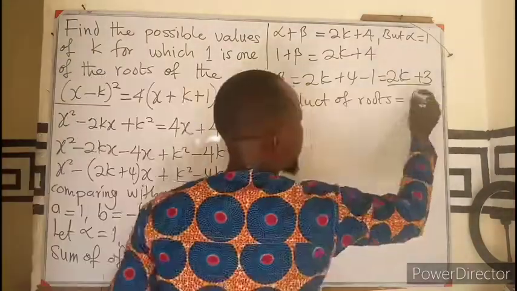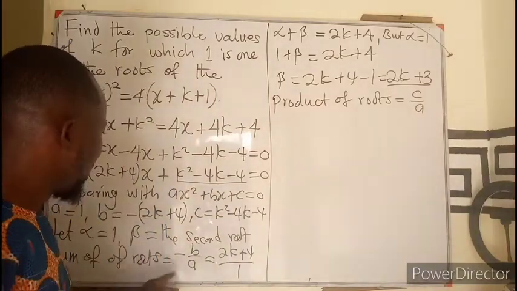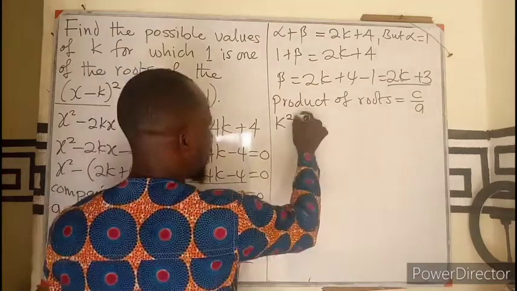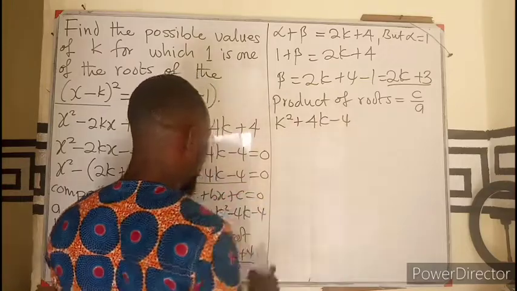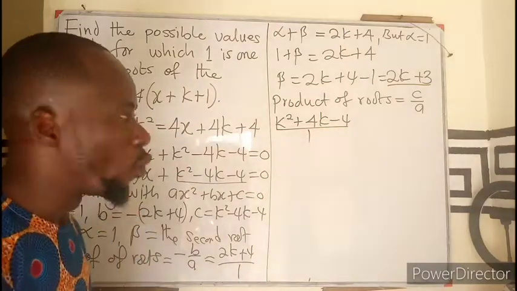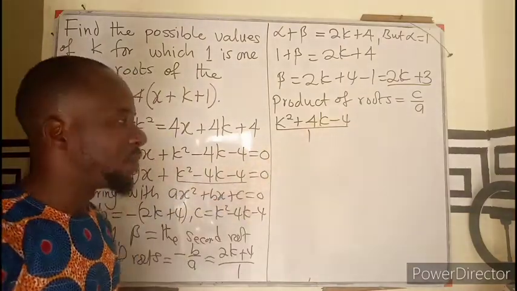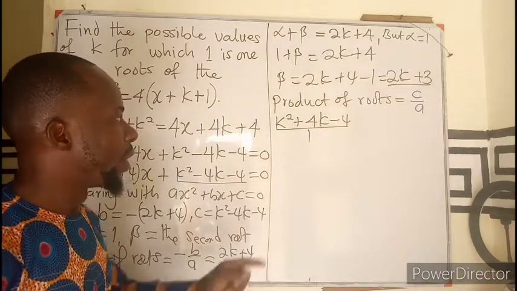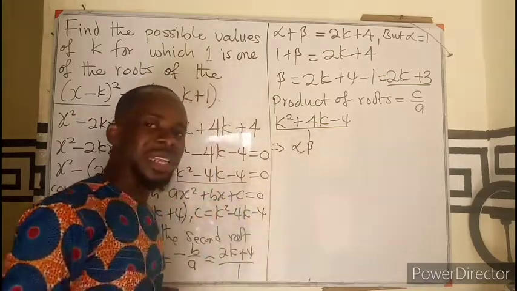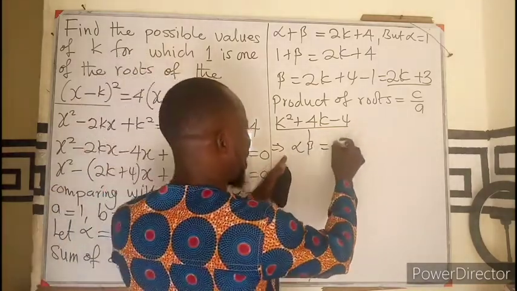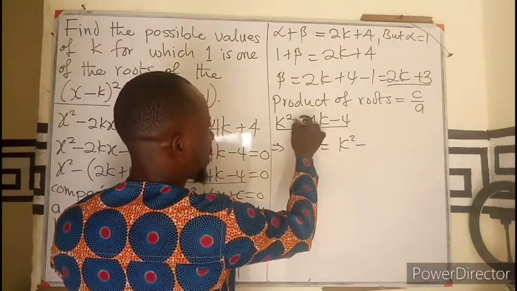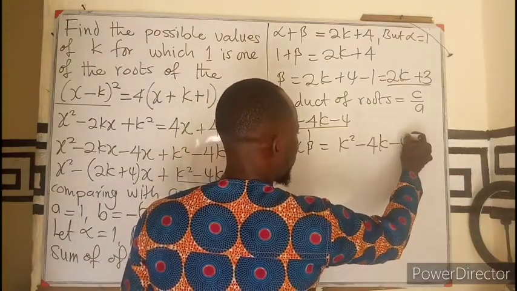So where do we go? We go for the product, which is also c over a. And the value for c in this case is going to be k squared minus 4k minus 4, as you can see here, divided by a, which is 1. So that will still remain the same value. But what are we looking for? We are looking for the product. So this simply means that alpha times beta is the same as k squared minus 4k minus 4.